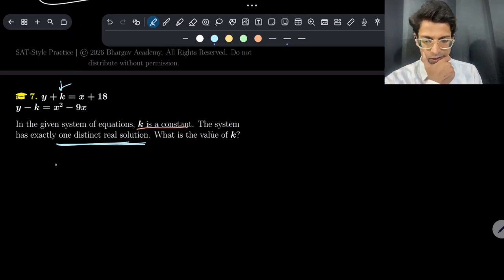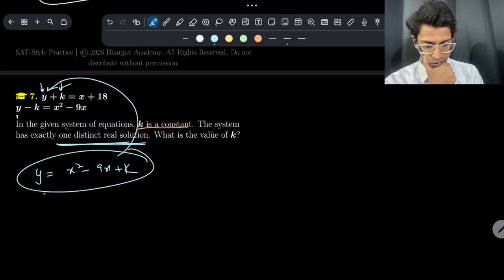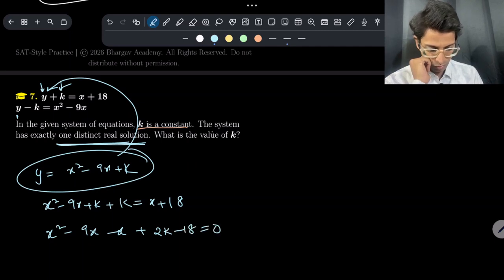So let me do this algebraically first and see how it is going. So I'll find the value of y from here and substitute here. So y is equal to x square minus 9x plus k. I'll substitute this here. So x square minus 9x plus k is equal to x plus 18. X square minus 9x minus x plus 2k minus 18 should be equal to 0. X square minus 10x plus 2k minus 18 should be equal to 0.